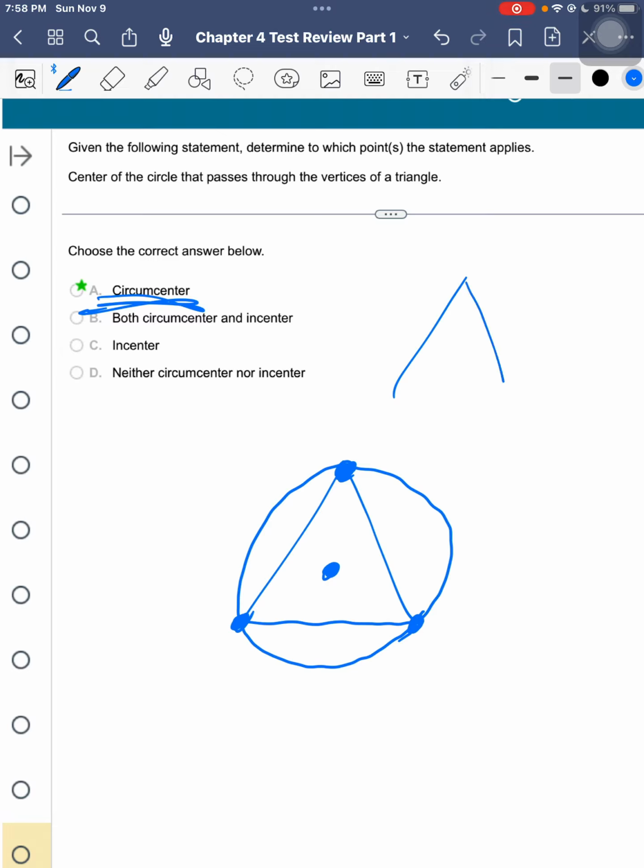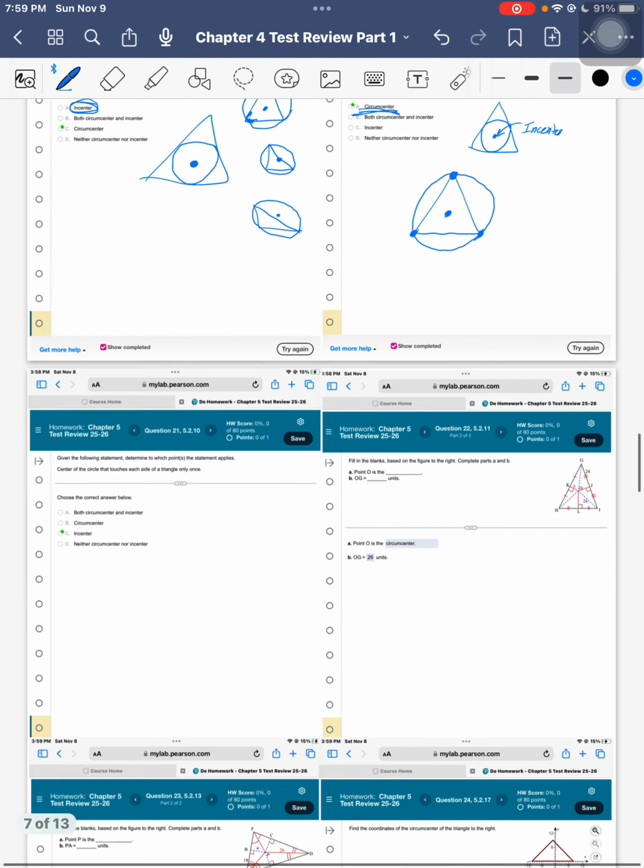What about if the circle passes through the perpendicular sides of your triangle? What is this called then? It's called an incenter. Okay, so let's see if the next question has something like that.